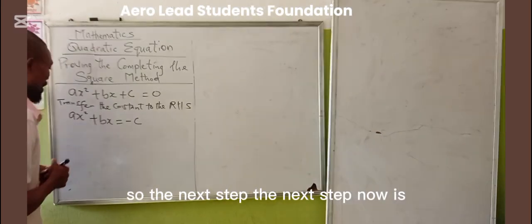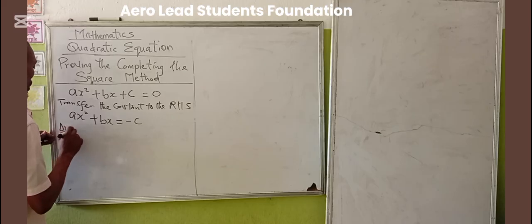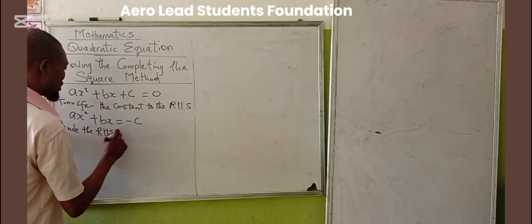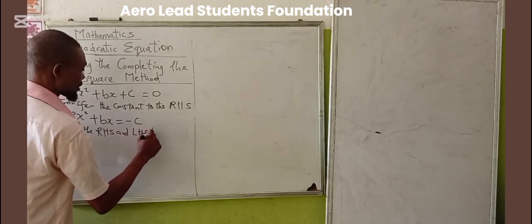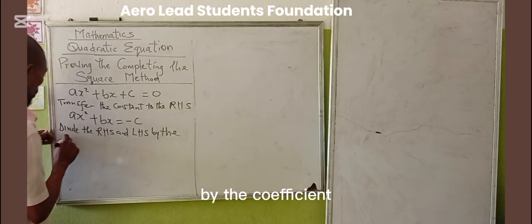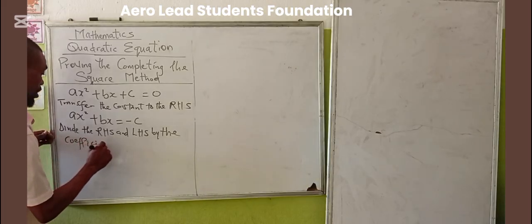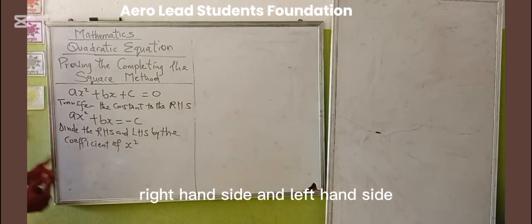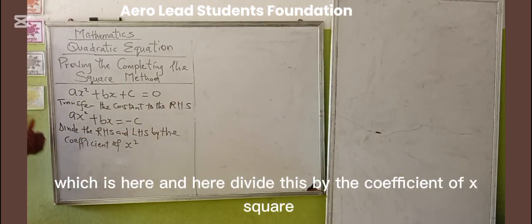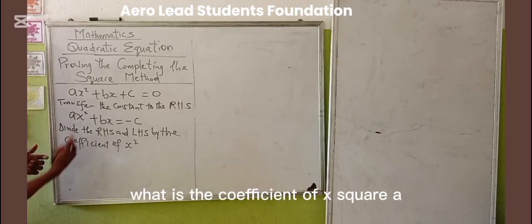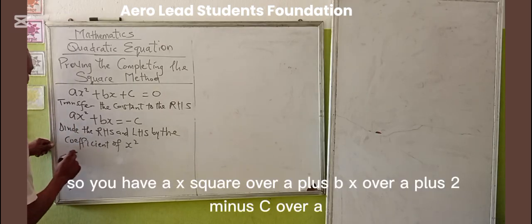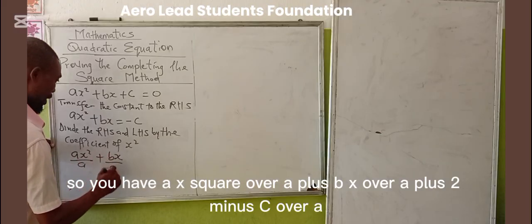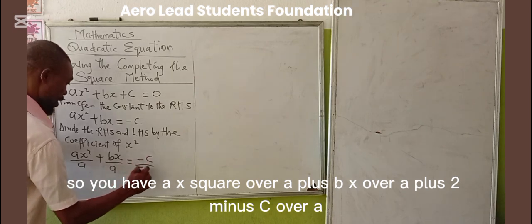So the next step now is divide the right hand side and left hand side by the coefficient of x squared. Right hand side and left hand side, which is here and here, divide it by the coefficient of x squared. What is the coefficient of x squared? A. So you have ax squared over a plus bx over a equals to minus c over a.